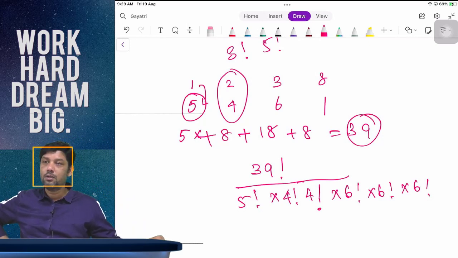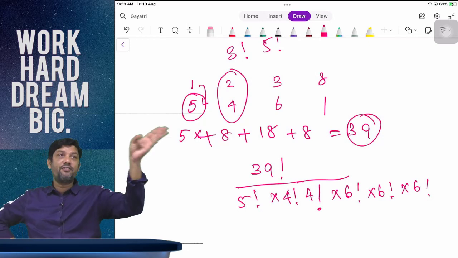How will it be 8? Single copy only, na? 8 books, 8 different books are in single copy only.